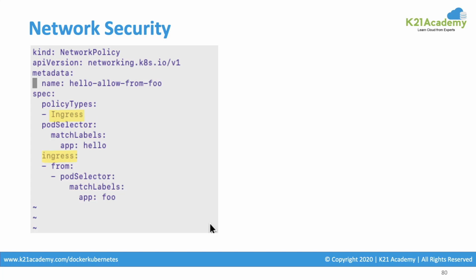So here, this is the type of the policy and this is the rule inside the ingress policy. The from section denotes where the traffic is coming from, and the ingress policy is applicable to this particular labeled pod. So this policy is applied on app hello, but it would accept traffic from pods which are labeled as app foo. So this is for the incoming traffic.